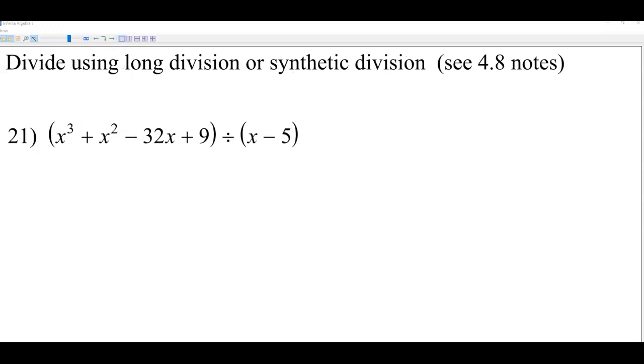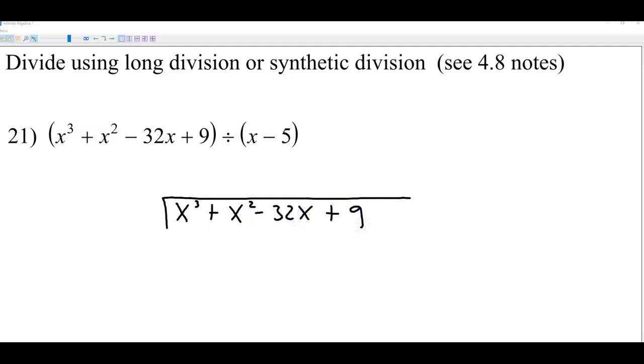Last thing we'll look at here is long division. So when you're doing long division, the first thing you want to do is set your problem up for division. You do that by taking the polynomial that comes first and putting it inside of a bracket here, like this. And you put the one that's dividing out here.